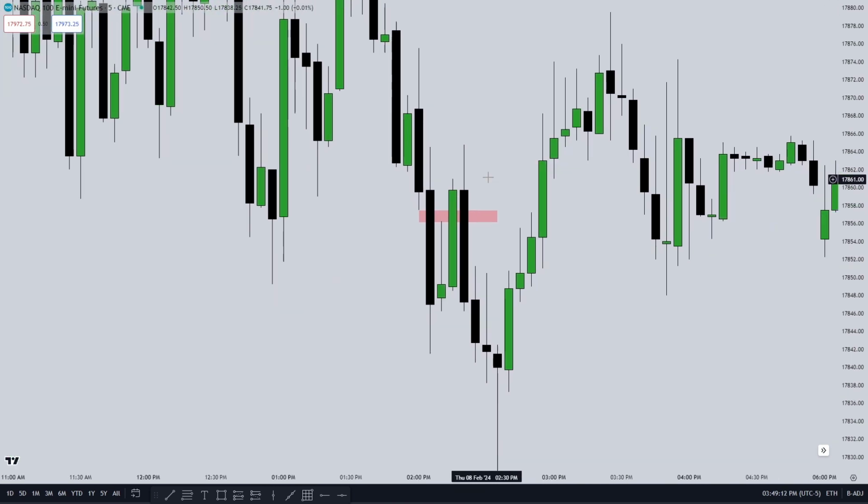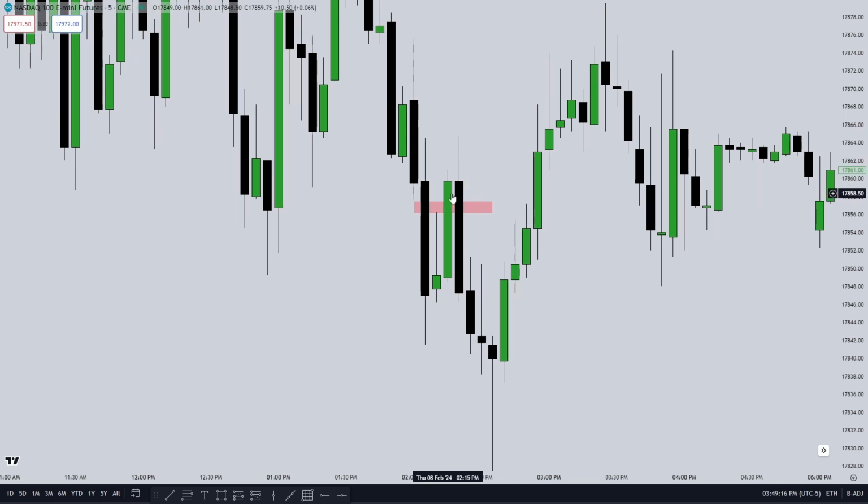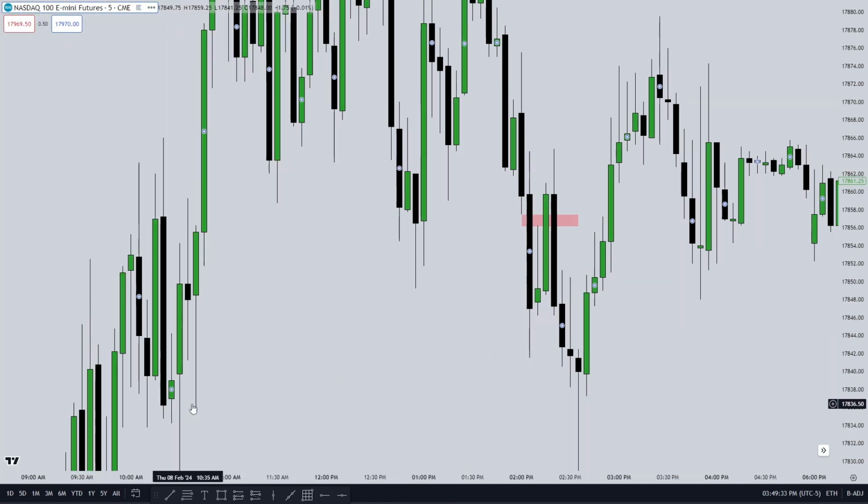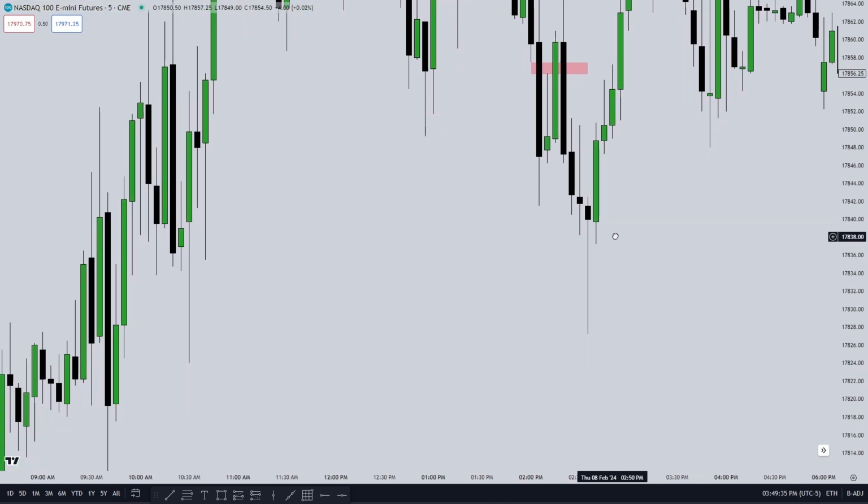They see this and they're like, oh, okay, I need to long. No, not every single time there's an inverse, the bias isn't going to change. So you've got to be careful on that, because as you can see, it comes right here and then it goes up here and then it instantly rejects down to take out this liquidity and this internal liquidity right here.